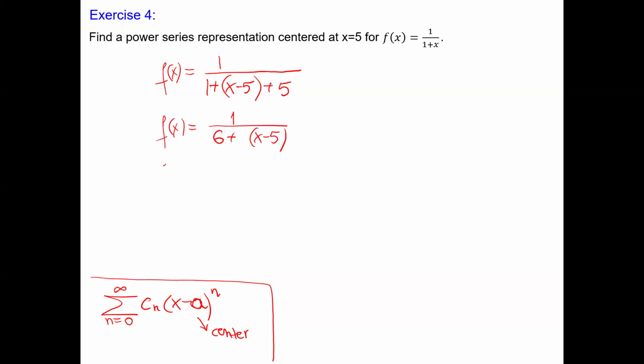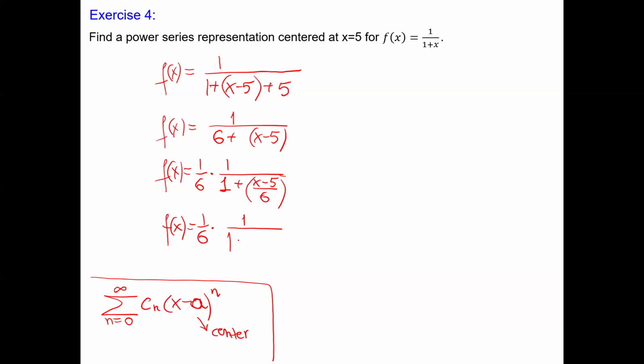Okay, we don't like 6. That means I will factor out 1/6. This will be 1, and this will become x minus 5 over 6. Okay, I believe we are ready. 1/6 can stay. Oh, one more thing.